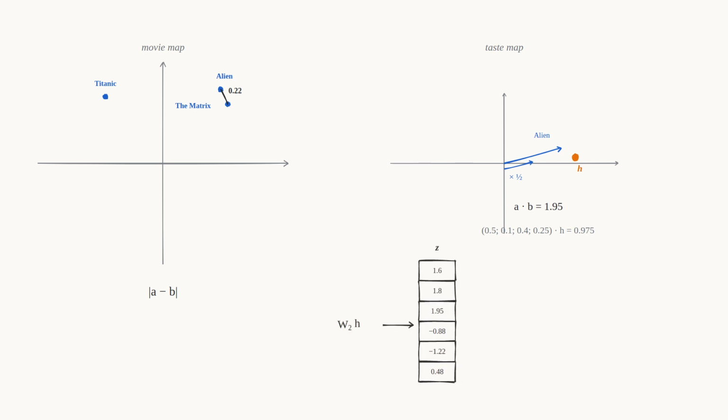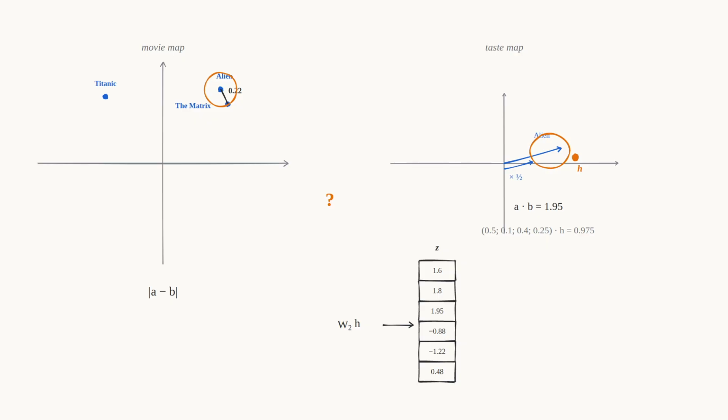And there's the bonus we've already cashed in, the dot products with all the candidates at once. That's one matrix times vector multiplication. The entire catalog compared in a single operation. So the 2 measures have settled into their proper roles. Distance lives on the movie map and measures how similar films are to each other. The dot product lives on the taste map and measures how much a candidate resonates with a taste.